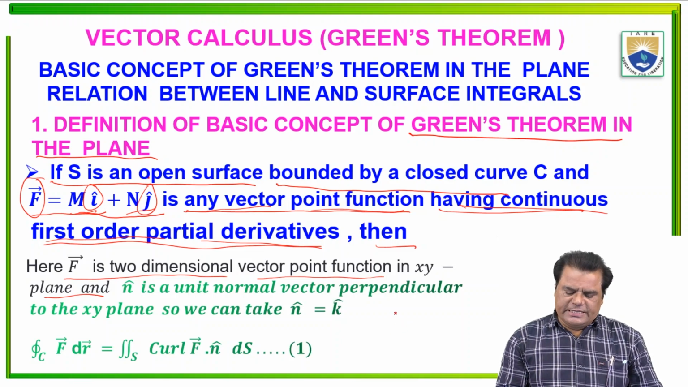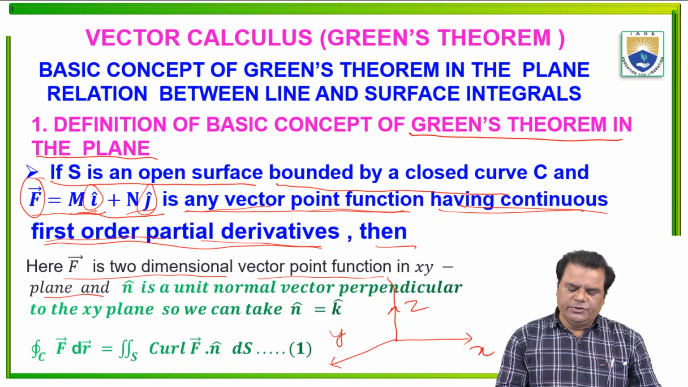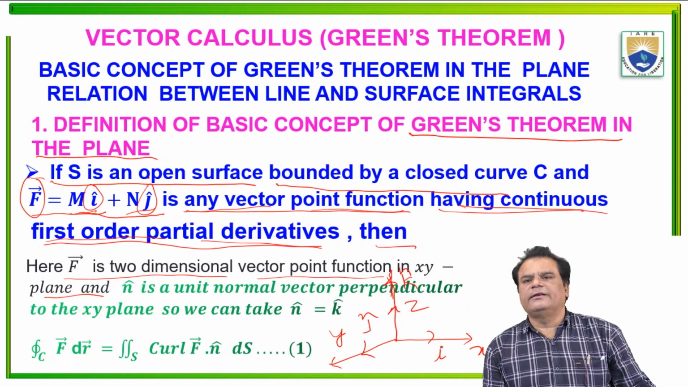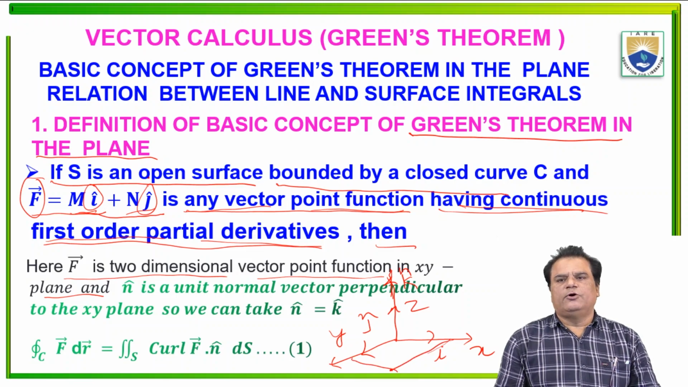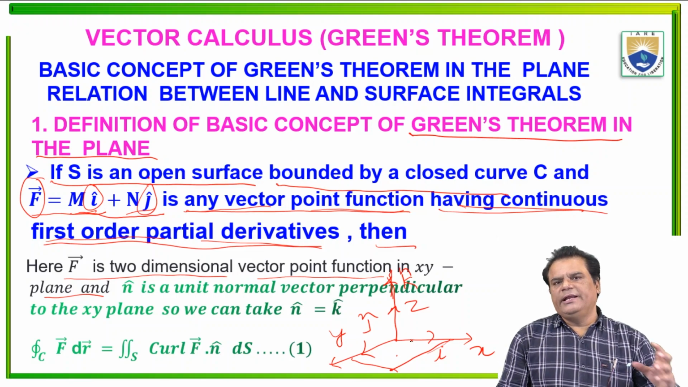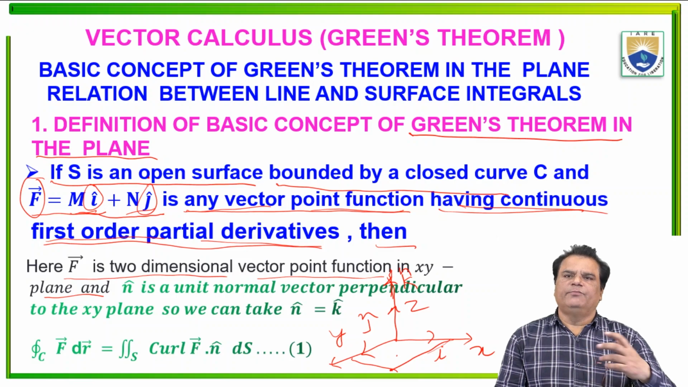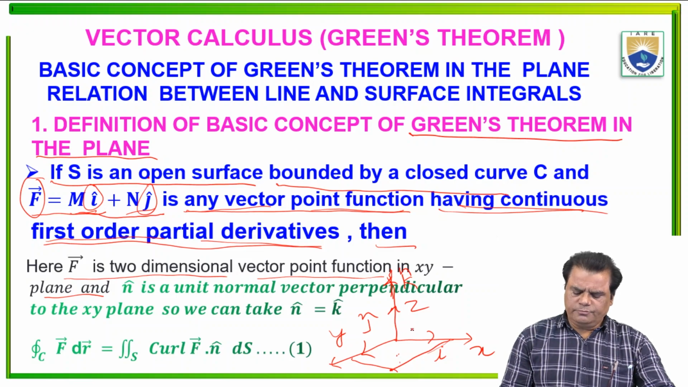So I want to discuss here: this is the z axis, this is the x axis, and this is the y axis. This is i cap, this is j cap, and this is k cap. Clear? So this is the xy plane. Now this plane is given, and this is a surface. A plane is always a surface of any body. Now, what is perpendicular to this? This is perpendicular to the xy plane, along z.